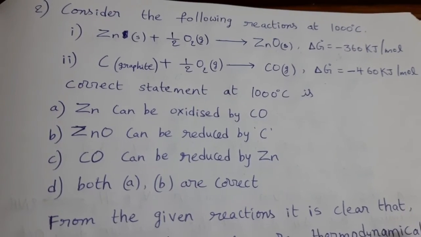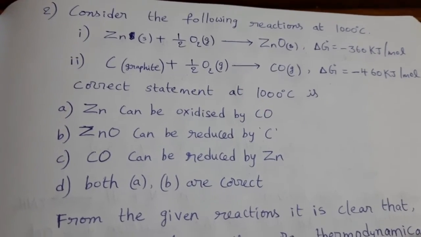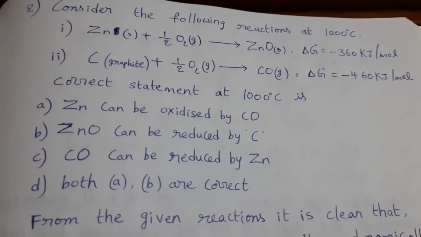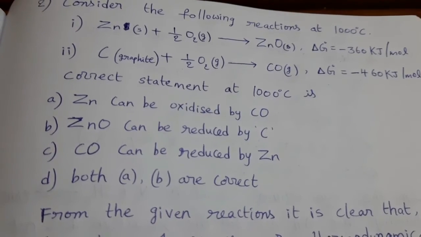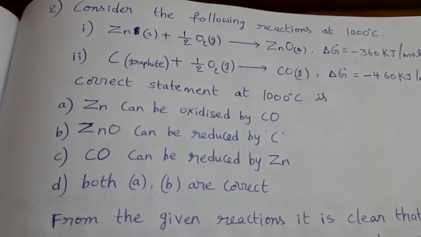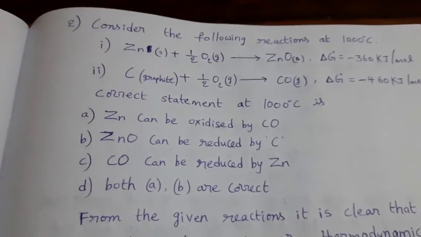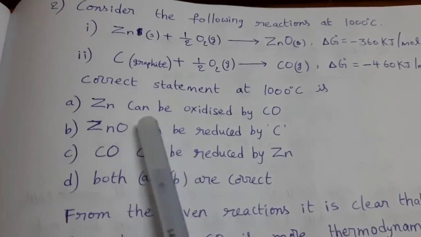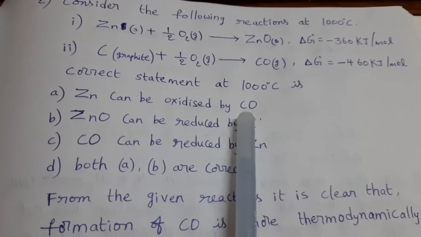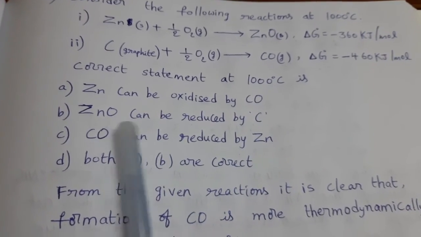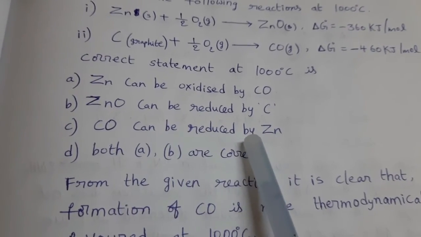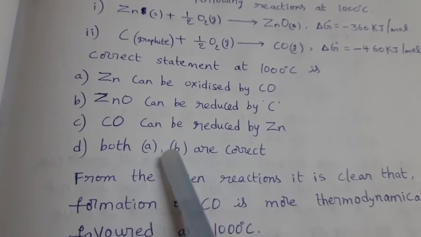Correct statement at 1000 degrees Celsius is, okay, for these given two reactions, ΔG° is negative. That means both the reactions are possible, because for any chemical reaction, if ΔG value is negative, those are possible. Here, see the options. Correct statement we want. Zinc can be oxidized by CO. ZnO can be reduced by carbon. Carbon monoxide can be reduced by zinc. Both A and B are correct.